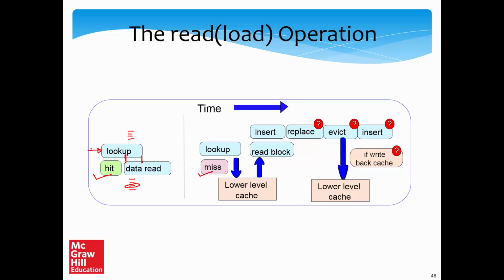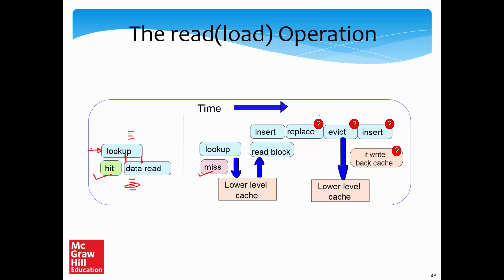Instead, if there is a miss, then we do a lookup in the lower level cache, we read the block, and then we insert it. And after inserting the block, it is possible... So these question marks indicate that it will not happen all the time. It can happen sometimes. We find a candidate for replacement, one of the lines, and then we evict it.